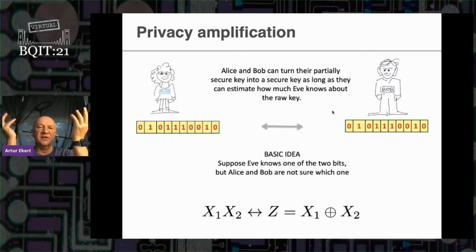So imagine, for example, that Alice and Bob have a binary string of length 2. So there are two bits, call them x1 and x2. And suppose Alice and Bob know that Eve knows one bit, but they don't know which one. So she may know x1 or she may know x2. But Alice and Bob know that she knows not more than one bit, just only one bit. Is there a way for Alice and Bob to do something about it?